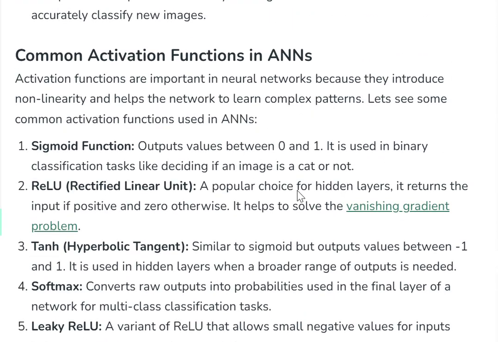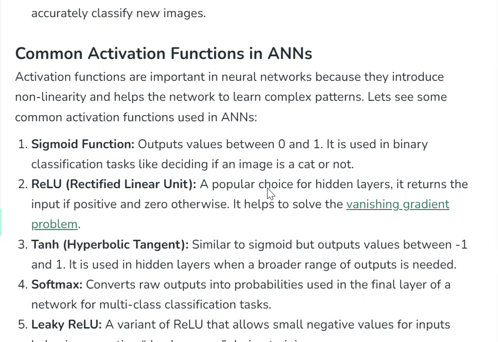And common activation functions. In the end, I will say the activation function sends multiple neurons' data, and we use the activation function to reduce the loss function. Activation functions are important in neural networks because they introduce nonlinearity and help the network learn complex patterns. Let's see some common activation functions used in ANNs.